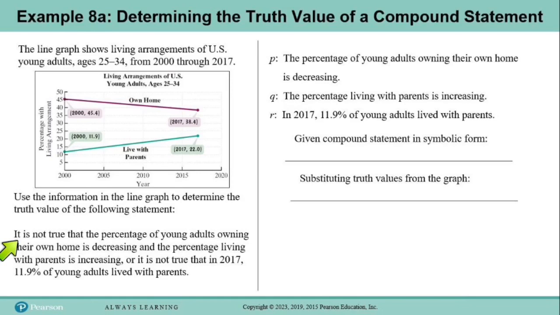It says, it is not true that the percentage of young adults owning their own home is decreasing and the percentage living with parents is increasing. Or it is not true that in 2017, 11.9% of young adults lived with parents.